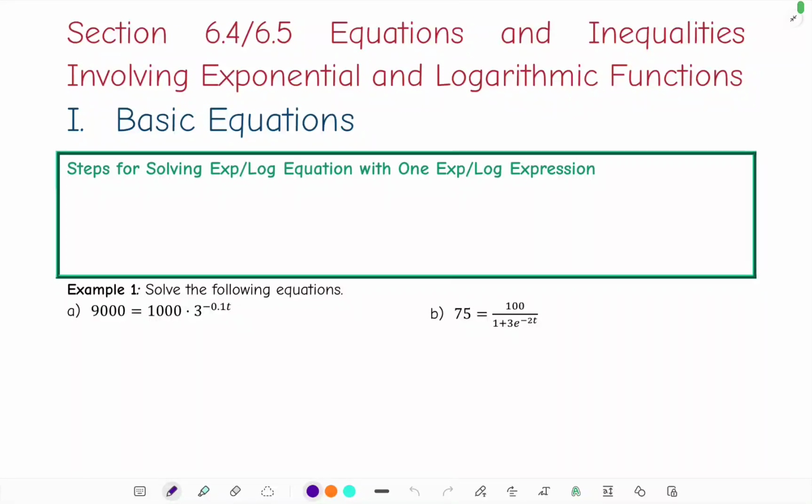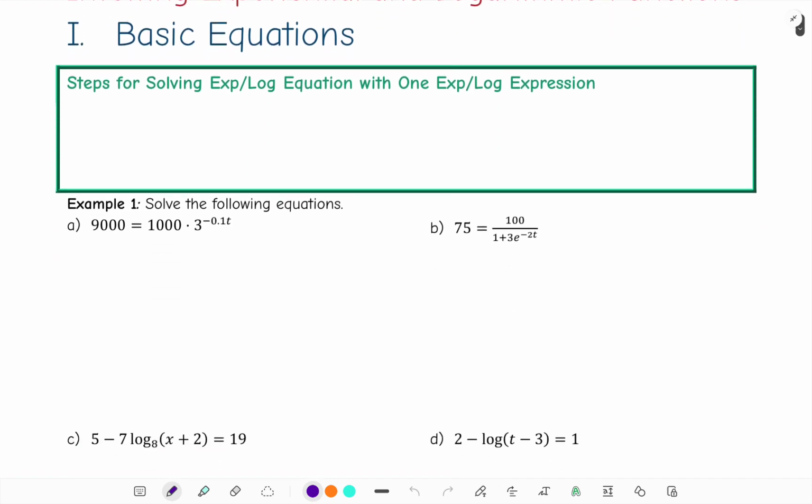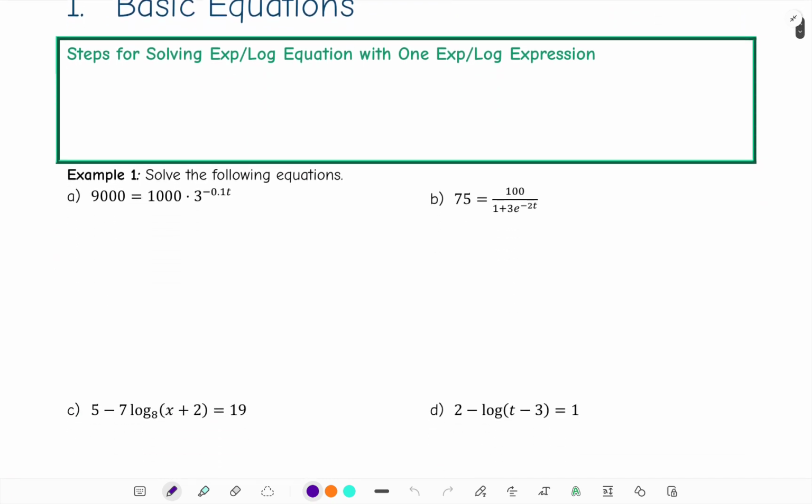This is going to be the first video covering section 6.4 and 6.5 notes. So you'll see a lot of these green boxes. That is for you to fill in to give yourself hints on what I do to solve the equations. There's nothing I'm going to fill in for those. So part 1, basic equations. So example 1, solve the following equations.